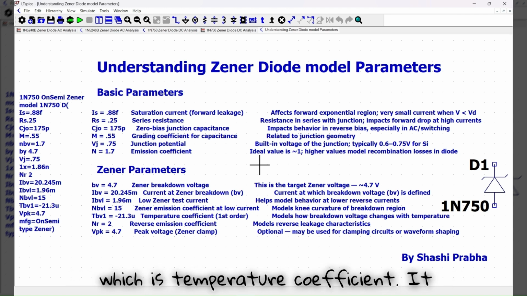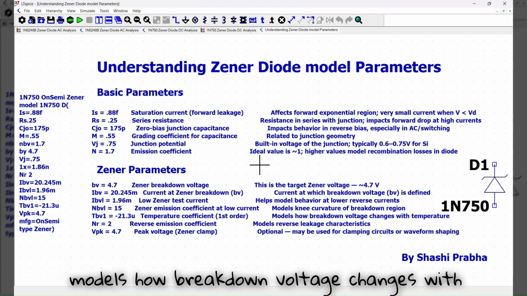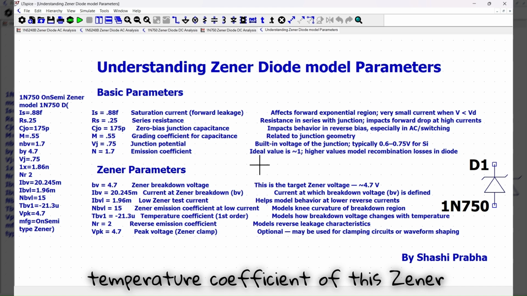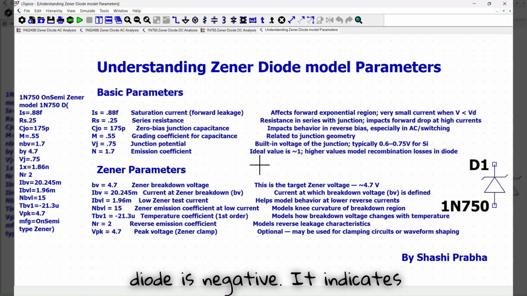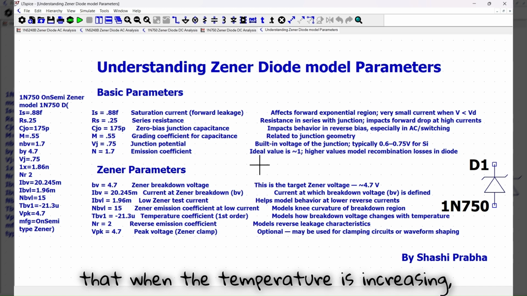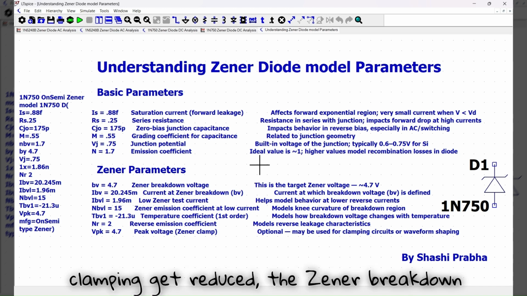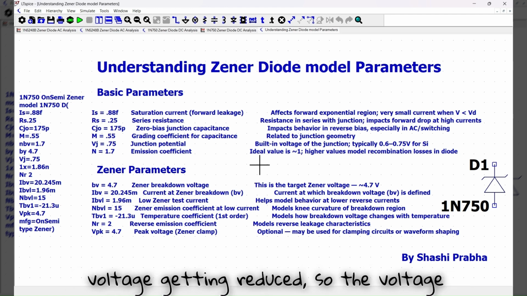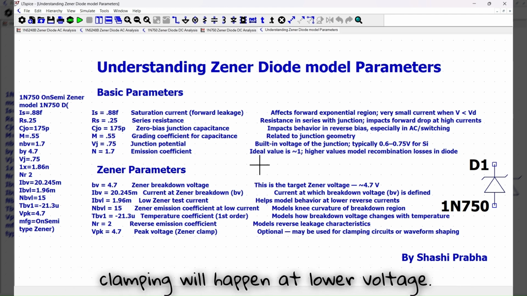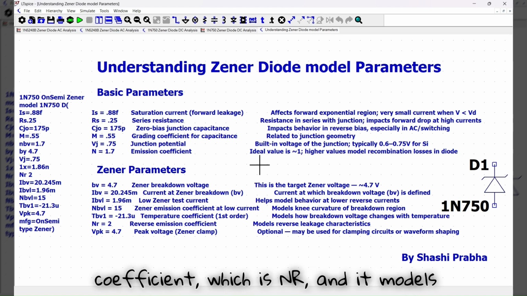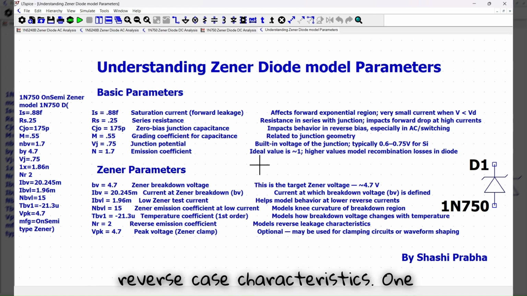Then we have TB1, which is the temperature coefficient. It models how breakdown voltage changes with temperature. Here you can observe the temperature coefficient of this Zener diode is negative. It indicates that when the temperature is increasing, we will see the voltage clamping get reduced, the Zener breakdown voltage getting reduced, so the voltage clamping will happen at lower voltage. Then we have the reverse emission coefficient, which is NR, and it models reverse leakage characteristics.